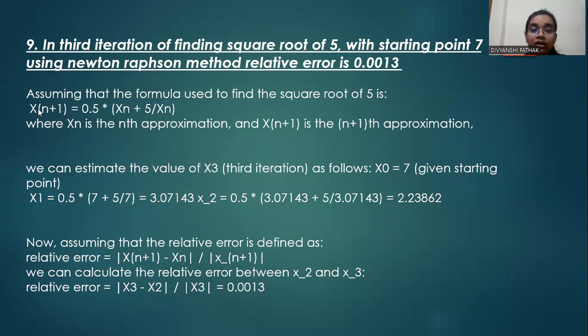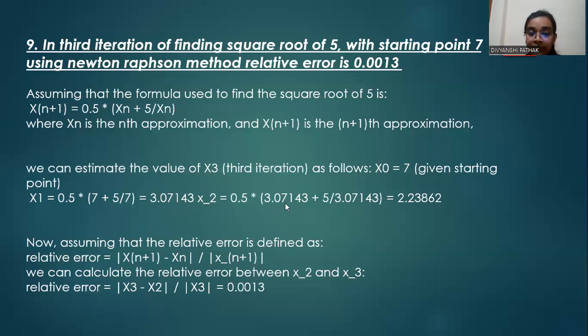Now the formula to find the value of x nth term is 0.5 into xn plus 5 upon xn. Here n is the number of iteration, where xn is the nth approximation and xn plus 1 is the n plus 1th approximation. We can also say that nth iteration and n plus 1th iteration. So at first iteration, let's find x1. 0.5 into 7 plus 5 by 7. This will give value 3.07143.